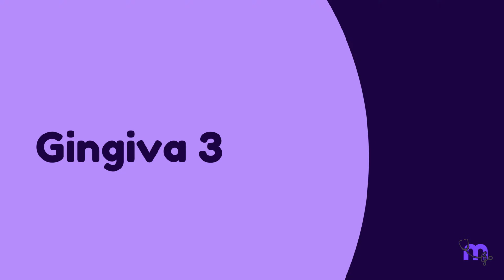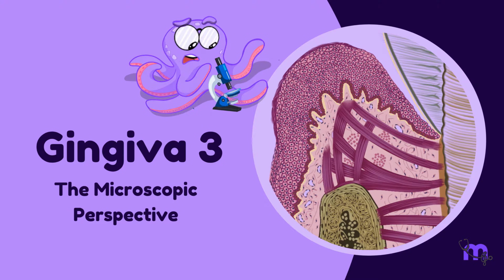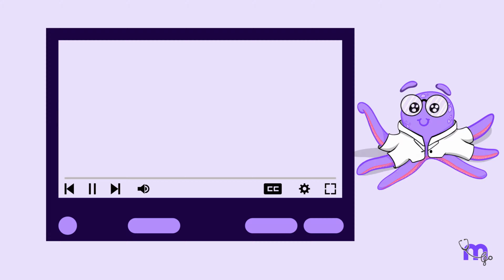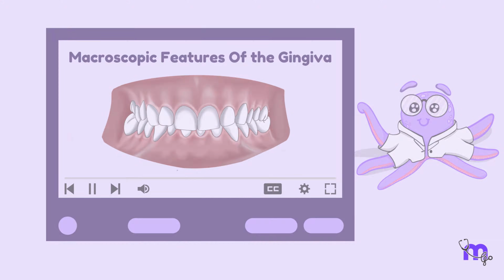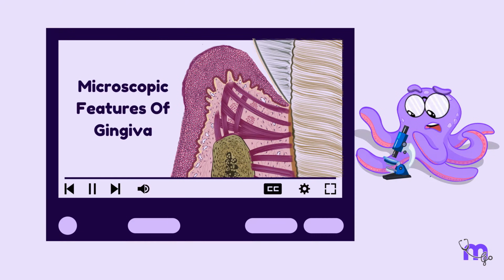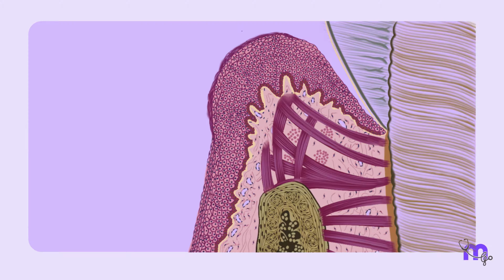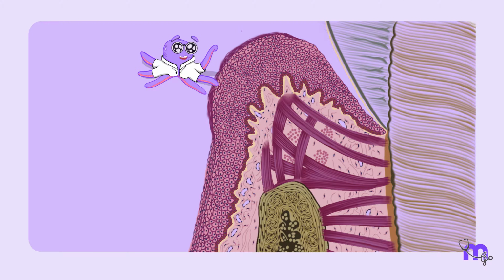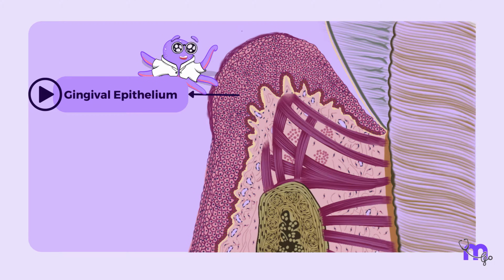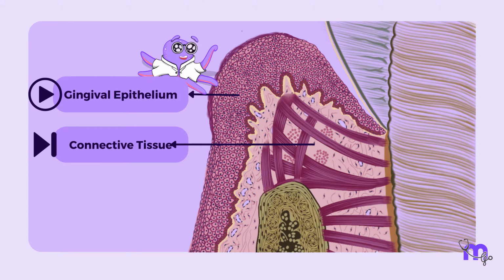Gingiva 3, the microscopic perspective. In the last video, we explored the macroscopic features of the gingiva. Now let us dive into the microscopic features. The gingival architecture is composed of gingival epithelium and connective tissue. This video focuses mainly on the epithelium. The underlying connective tissue will be discussed in upcoming videos.